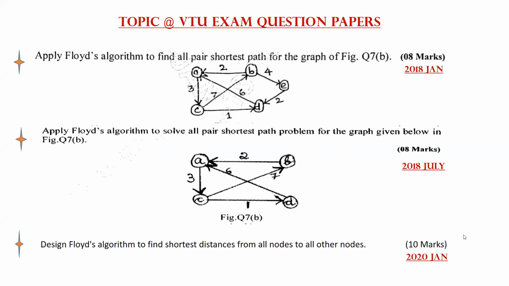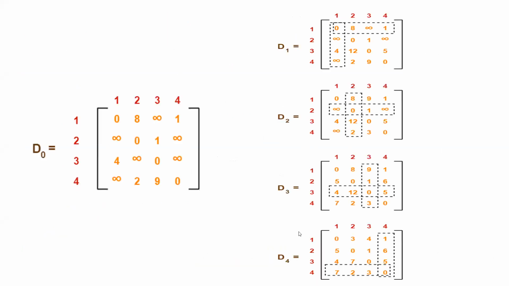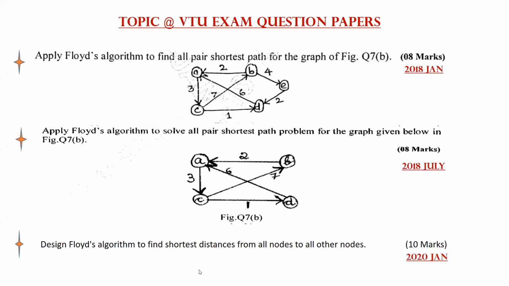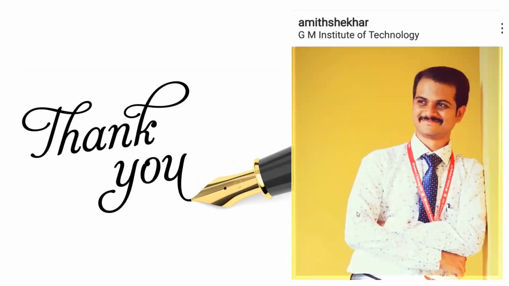For 10 marks, only writing the small algorithm will not be sufficient. Even though they have not asked, you should give some simple or small example or some minimum explanation regarding the application of Floyd's algorithm by considering a simple graph as an example, because it is for 10 marks. So this much has been given in the previous years' question papers. If you understand Floyd's, with minimum variation you can understand Warshall's and Floyd's algorithm. Both are almost similar. So this is the all pair shortest path problem using Floyd's algorithm.